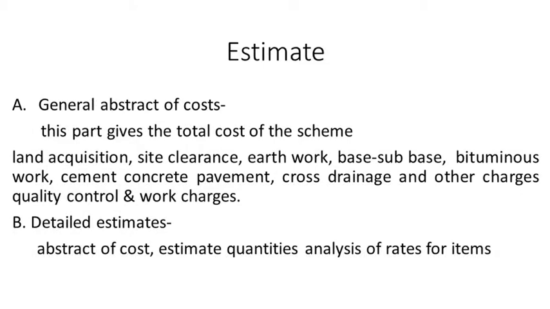Next, the estimate is basically of two types: general abstract of cost and detail estimate. The general abstract of cost gives the total cost of the scheme, that is the land acquisition, site clearance, earthwork, base, sub-base, bituminous work, cement concrete pavement, cross drainage, and other charges, quality control and work charges. The detail estimate then includes the abstract of cost, estimated quantities, and analysis of rate for items.